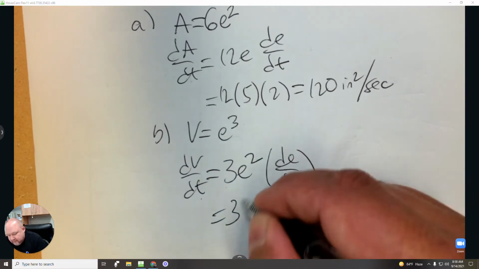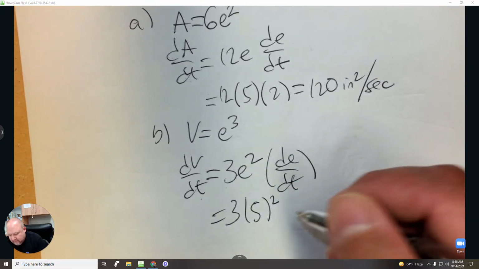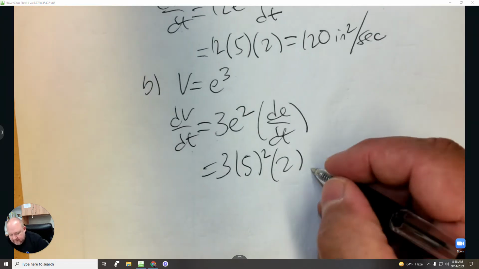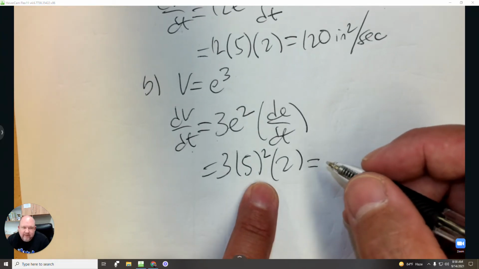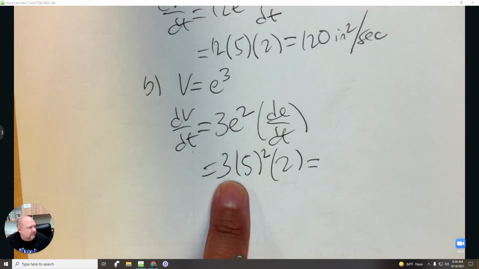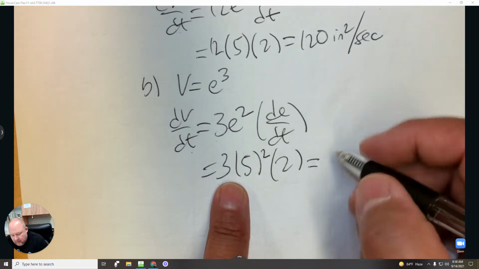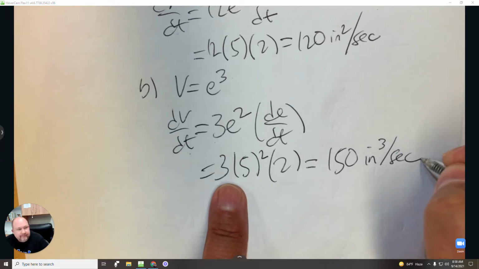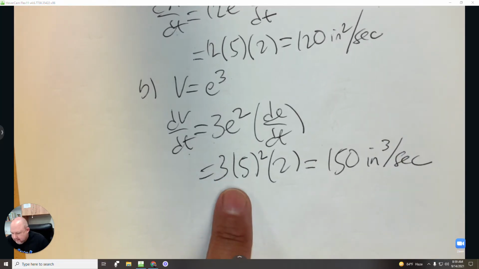And then what information? The edge is still 5, and dE by dt is 2. And then calculate it. So 25 times 2 times 3 is 150. And volume is inches cubed per second. Not bad, right? We can do this together.